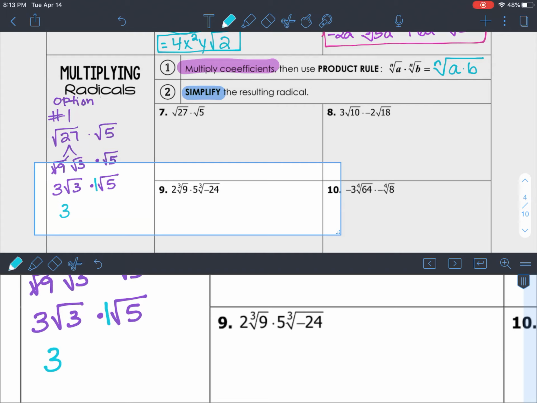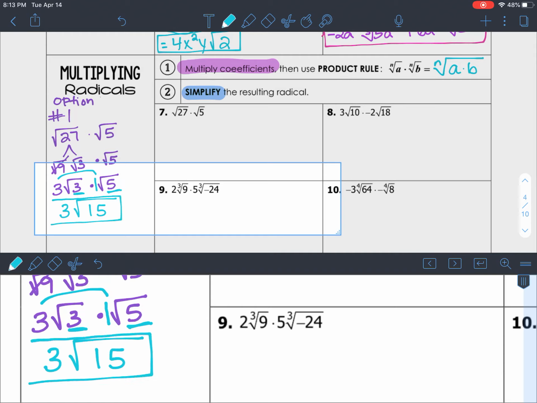That's still 3. And then we need to multiply whatever is underneath of our radical. So we're going to do 3 times 5. So I did 3 times 1 first, and now I'm going to do this 3 times this 5. So 3 times 5 is 15. And then we ask ourselves, can this be broken down any further? Is there another perfect square inside of 15? And there's not. So 3 radical 15 is my final answer for this question.